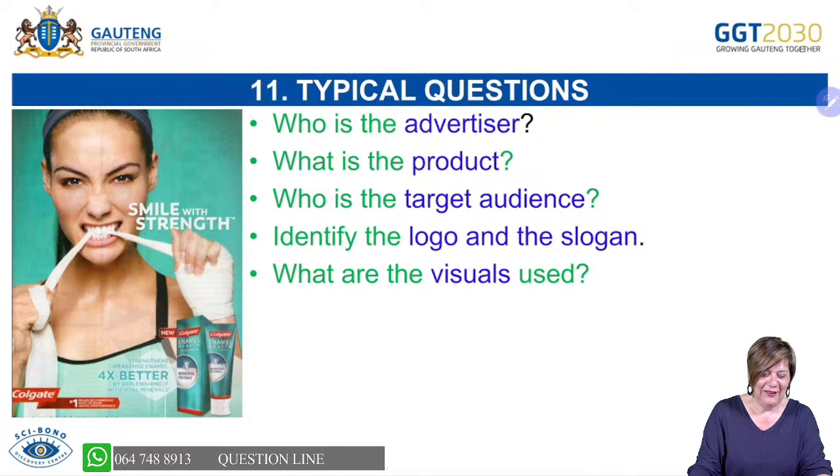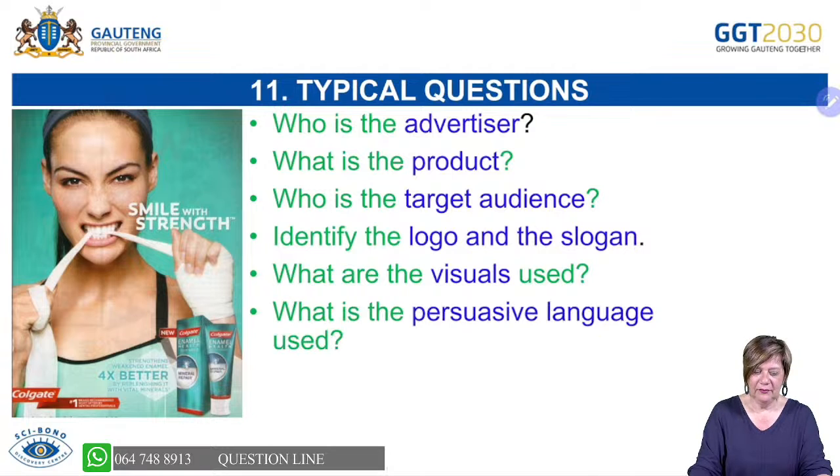You need to tell me that there's a lady and she seems to have a bandage stuck in her teeth and she's pulling on it. And obviously her teeth are quite strong if she can do that. And you can look at her eyes, she looks determined. So you have to be very specific in your description of the visuals. What persuasive language is used? Now if you look at the words, at the bottom it says 4 times better. Not 3 times, but 4 times better. Can you see that's a way to persuade you?